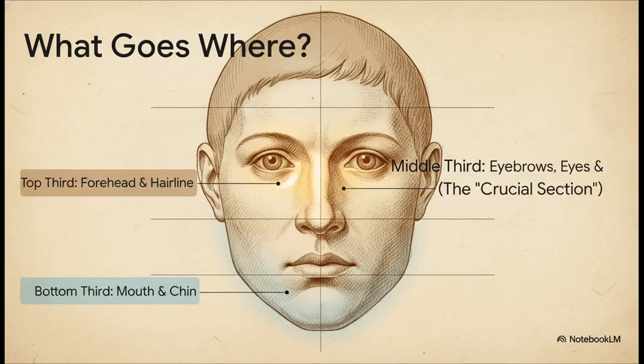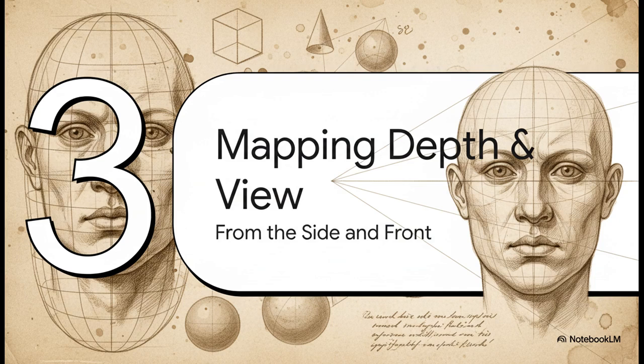So what goes where? Well, the top third is pretty simple. It's just the forehead and the hairline. The bottom third holds the mouth and chin. But you've got to pay attention to that middle third. That is the crucial section. It holds the eyebrows, the eyes, and the base of the nose. Seriously, this section is the anchor for the entire face. Great, we've got our vertical grid down. But faces aren't flat, are they? Of course not. So now we need to map for depth.